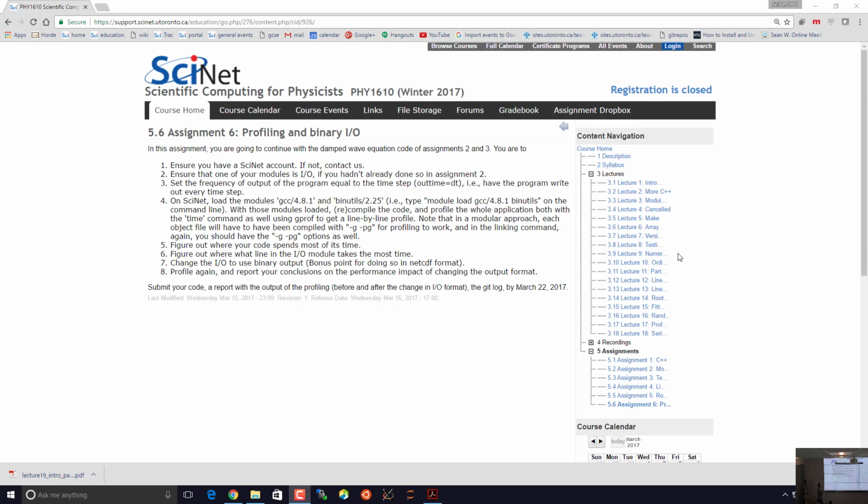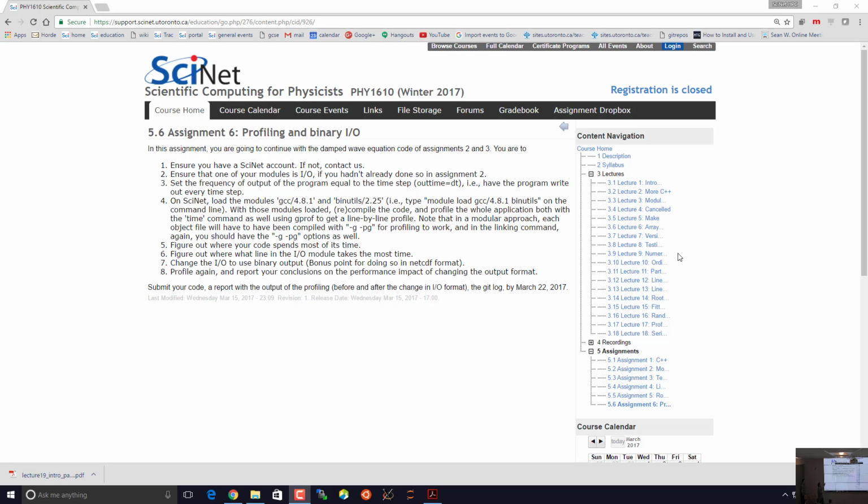So make sure that you write out every time step rather than every few hundred time steps, which was the default before. And then on Signet, to compile and run your programs, you should have some modules loaded. In particular, GCC 4.8.1 and binutils. Don't use the default GCC and the default gprof for this. So these two go together. One gives you the compiler, the other gives you gprof. And then compile with -g -pg as explained in the lecture, and you should be getting your profiling information.